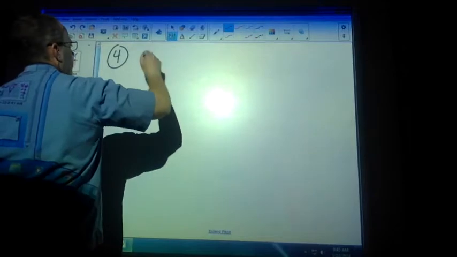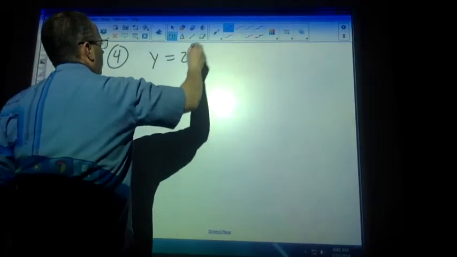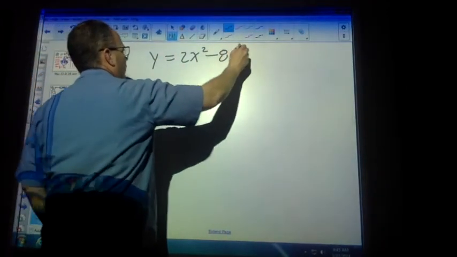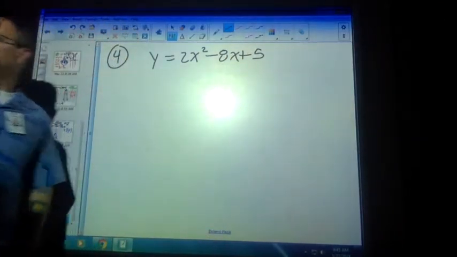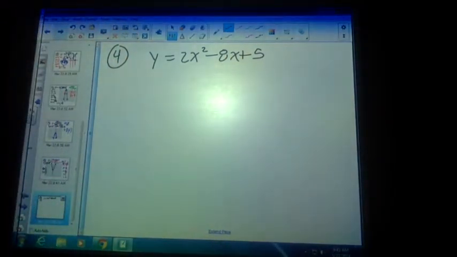Number 4 says y equals 2x squared minus 8x plus 5. Opens up, right? Some people might ask, is this one factorable? Well, let's take a look. 5 times 2 is 10. The factors of 10 are 1 and 10, and 2 and 5. Is there any way that 1 and 10, or 2 and 5, could add up to negative 8? No. So it's not factorable.